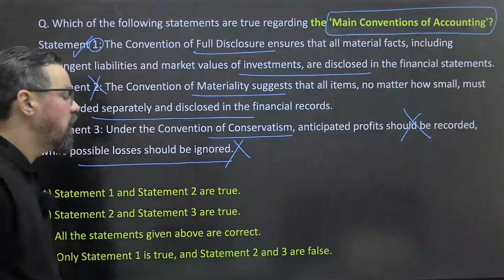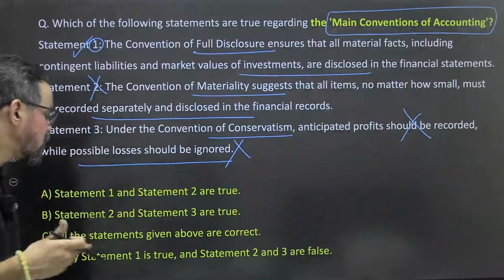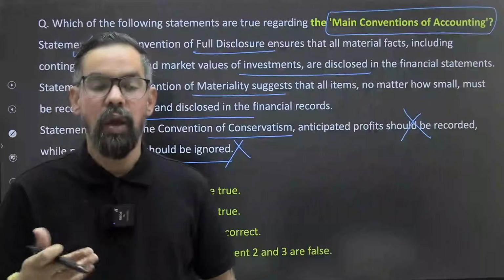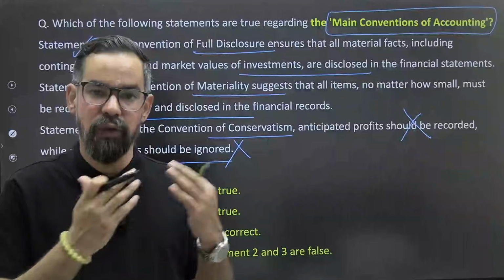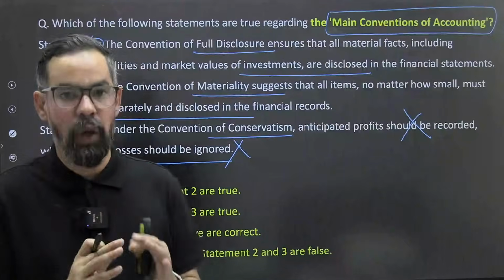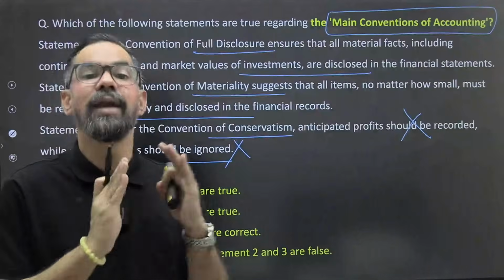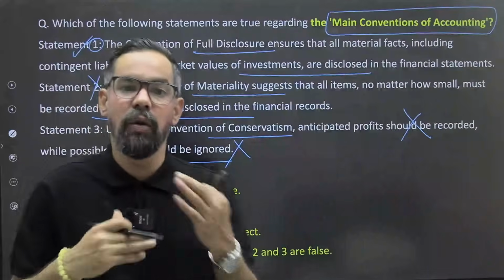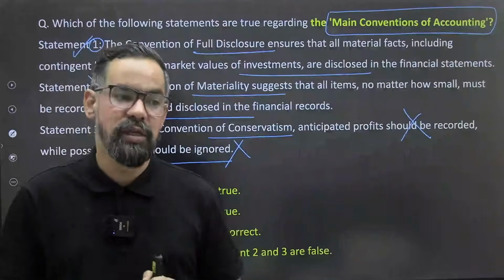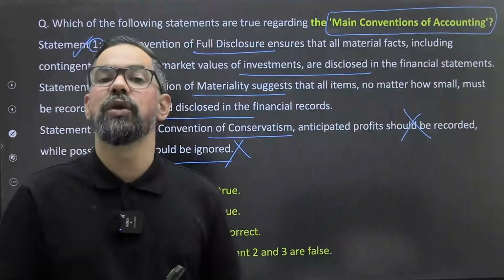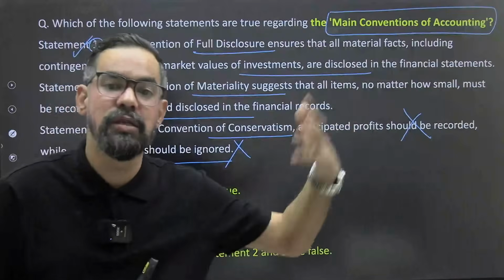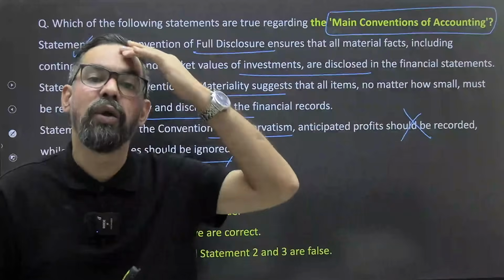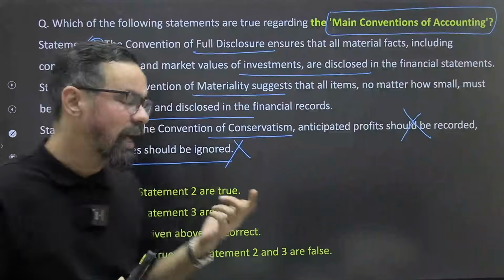Okay? If we have some possible losses, those should be recorded. Possible losses like provision for NPAs, depreciation and all should be recorded. But unrealized gain should be avoided. The anticipated profit, like let's say we are starting some business, every businessman has some sort of expectations: we will do this much business next month or next year. But you are not going to account for that, so you have to ignore it.